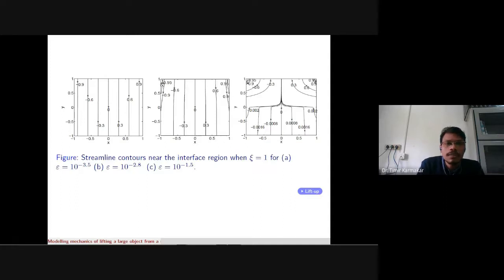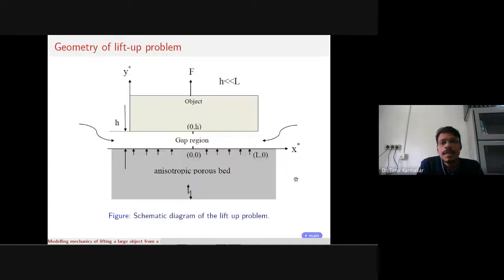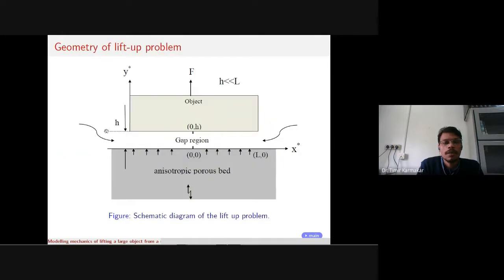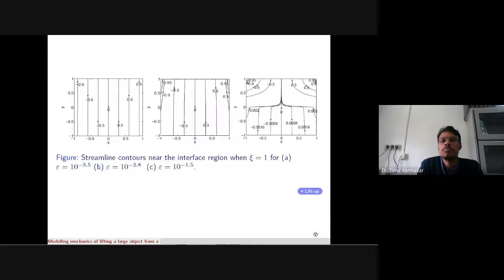That means in this region, the sea water is also coming into account. It is no more vertical. Then if we increase to a larger gap width, for example 10 to the power minus 1.5, then more flow will come from this peripheral region. Eventually the streamline will look like this kind of form. So this is the typical flow phenomenon happening near the interface.